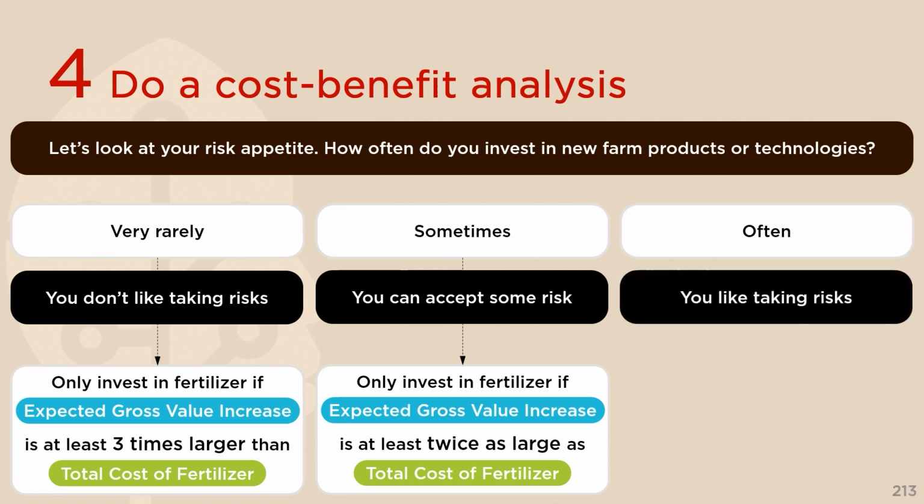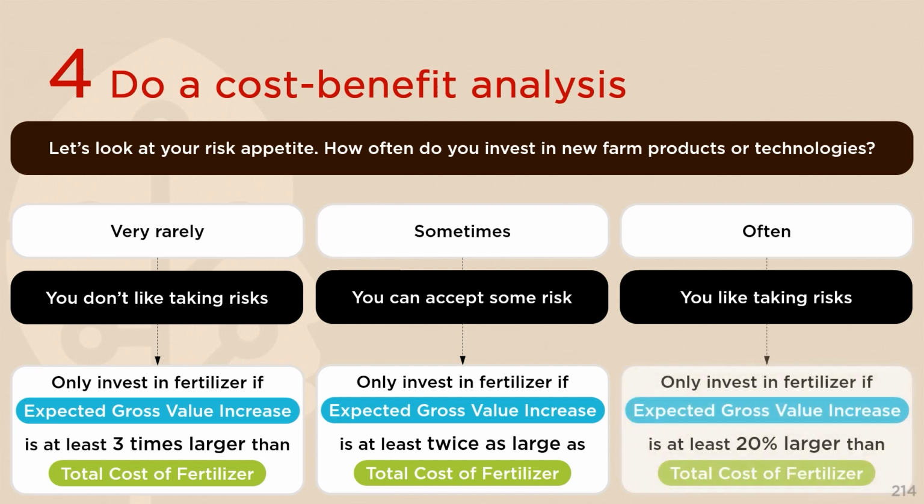If you answer often, then that means you like taking risks. You can afford to invest even if you are not very certain it will pay off. You would therefore only invest if your expected profit is somewhat larger than the cost you need to incur. We recommend you only invest in fertilizer if your expected gross value increase is at least 1.2 times larger than the total cost of fertilizer. That means your benefit cost ratio should be at least 1.2. For every naira invested, you expect to get at least 1.2 naira in return.